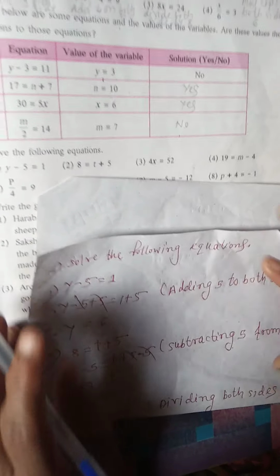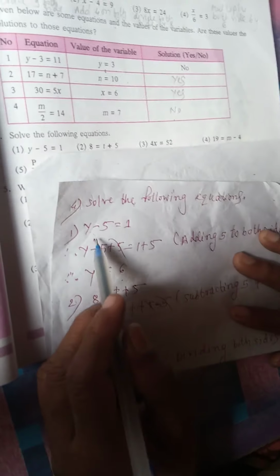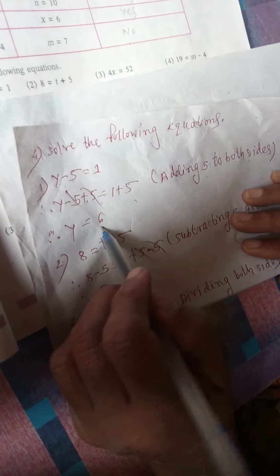Next, solve the following equations. y minus 5 equal to 1. So I can write here: add 5 to both sides. Adding 5 to both sides right here. 5 cancels. So y is equal to 6.